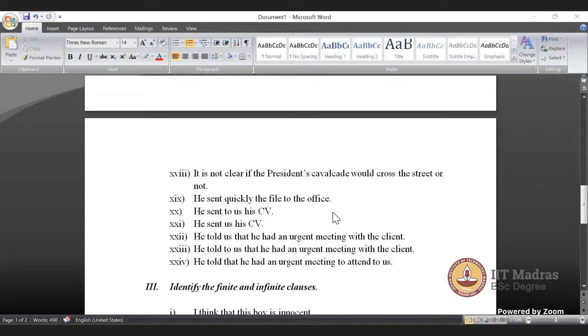However, a sentence like this one, okay, we'll look at it later. This one is ungrammatical anyway. So we'll take it up later as we move on.